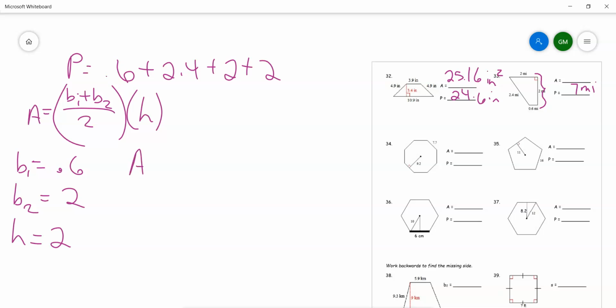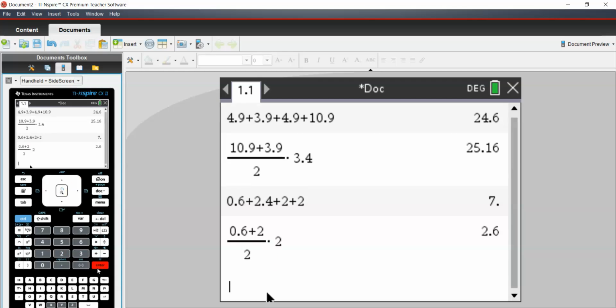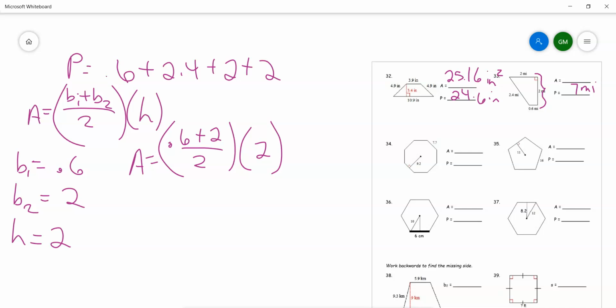Let's fill in our formula. List formula, substitution, then solve. 0.6 plus 2 over 2 times 2. All right, control divide gives us our fraction bar. 0.6 plus 2 divided by 2 times 2. And that's going to give you 2.6. And remember, it's miles squared, not just miles.